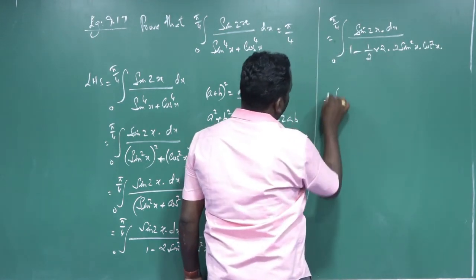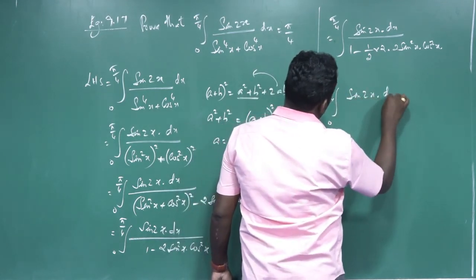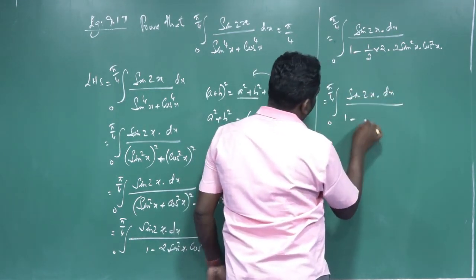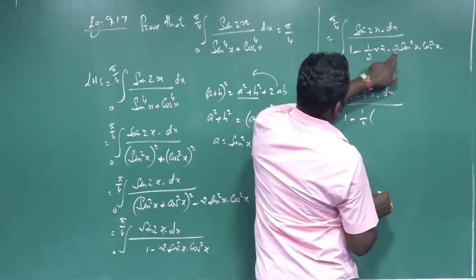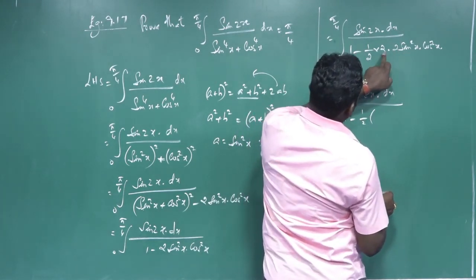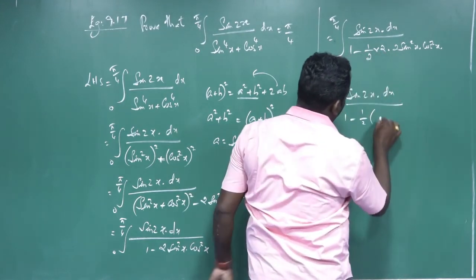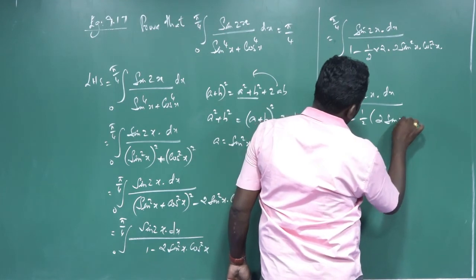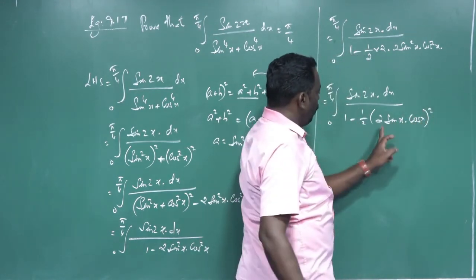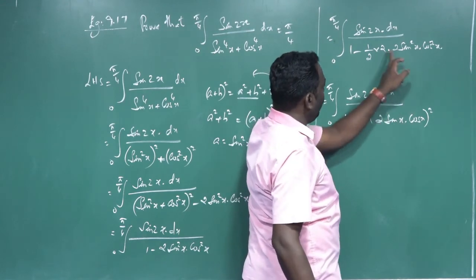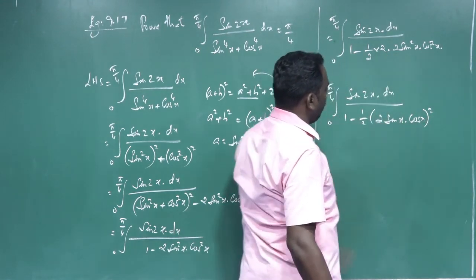That is equal to integral 0 to pi by 4 sin 2x dx by 1 minus 1 by 2, and write 2 into 2 as 4, which is 2 square sin square cos square, the same, the bracket 2 into sin x into cos x whole square. 2 2s are 4, then 2 into 2 is 2 square sin square x cos square x inside the bracket.